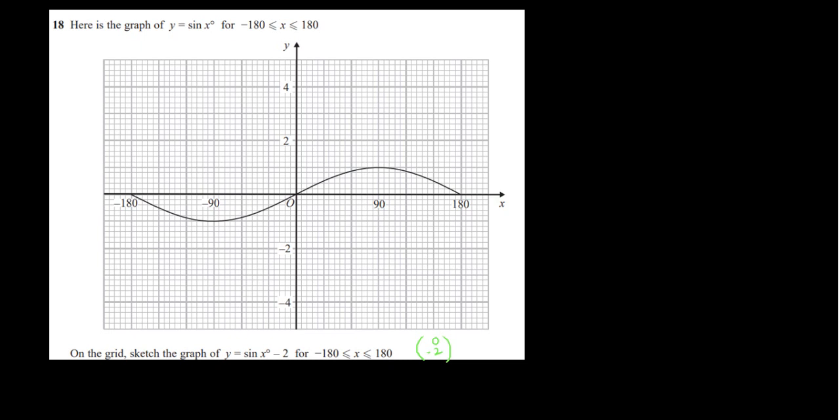which is I'm going to start off with this one here, 0, 0. It's going to move down 2 places, so 0, minus 2. 90, 1 would move to 90, minus 1, because 1 minus 2 is minus 1. That would be down here. So I'm shifting everything 2 places down. 1, 2, and 1, 2.